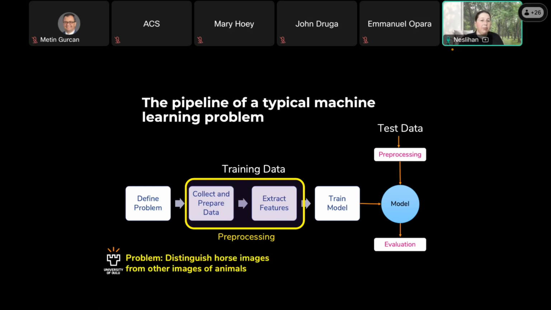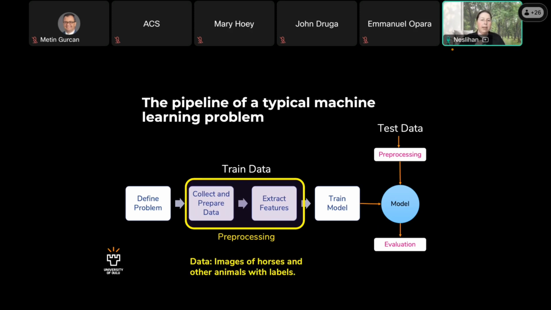First, define the problem clearly. Identify what we aim to predict and what the input data is. So let's consider the example of teaching a child to recognize horses. In this case, the problem can be defined as distinguishing horse images from images of other animals. And next comes data collection and preparation. It's very important. We require images of horses and other animals in this problem, each labeled as either horse or not a horse.